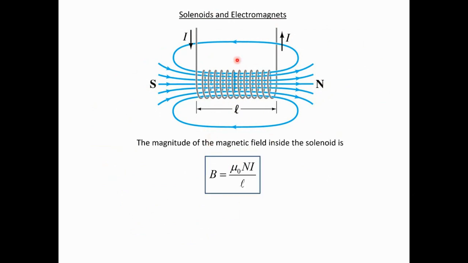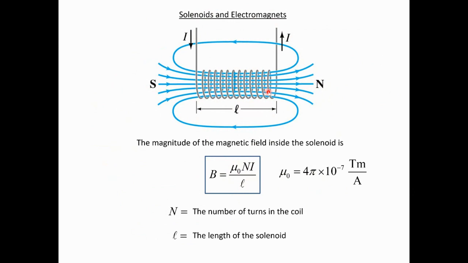If you have a loop like this that has length L with n loops, then this is a formula for the strength of the magnetic field on the inside. This you can get from Ampere's law, which we didn't have time to talk about last week. This is the end result. Mu 0 is that special number. The n is the number of turns of wire that you have. And L is the length of the solenoid. Okay, so this is a nice formula.